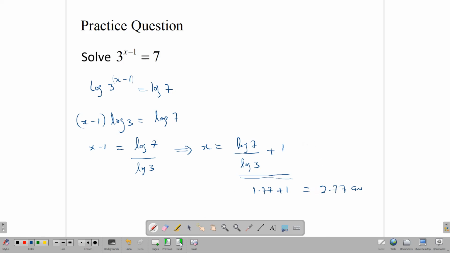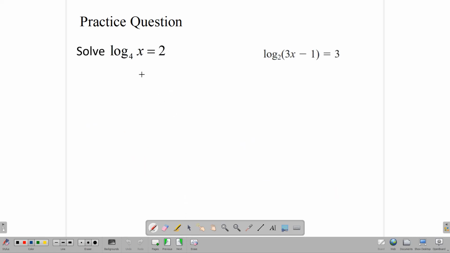Let's look at a different type of question now. Here we have a question that says the log to the base 4 of x is equal to 2. And to solve this, we simply rewrite it in exponential form. So we're going to take this log equation and rewrite it in exponential form, which is to say 4 to this power. So 4 squared is equal to x. And therefore 16 is equal to x. And that does it.